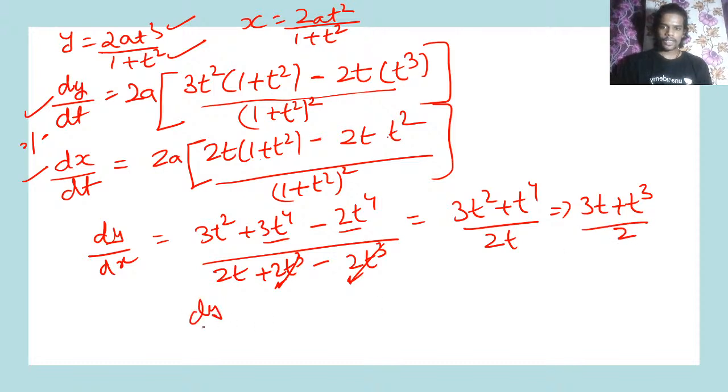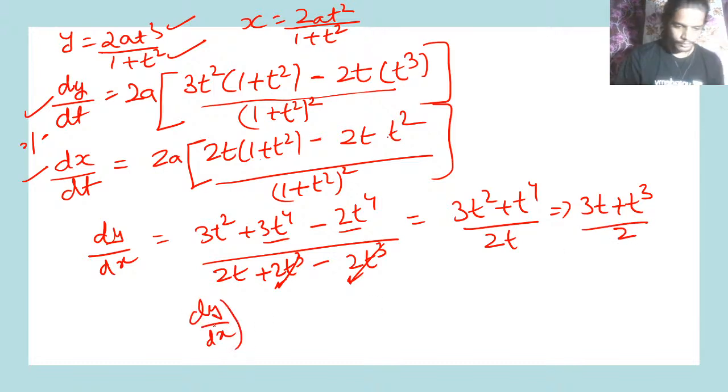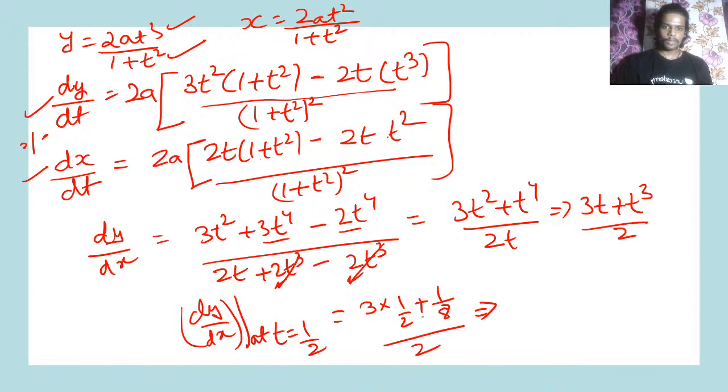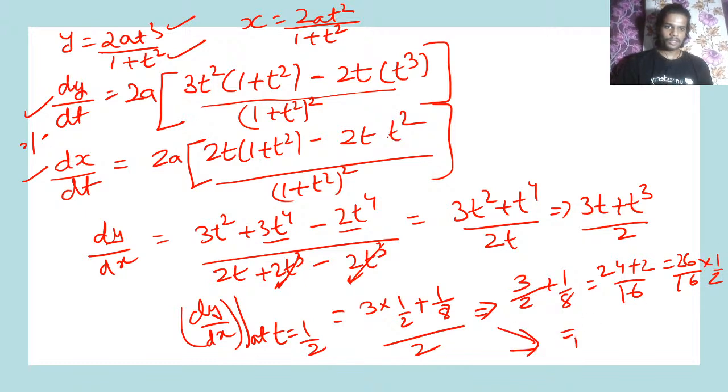So you will get 3t plus t cube upon 2. And we have to calculate dy by dx at t equal to half. If you put t equal to half here, you will get 3 into half plus 1 by half cube, which is 1 by 8, upon 2. If you solve this, you will get 3 by 2 plus 1 by 8. How much is this? 16. 8 3s are 24, 2 1s are 2, which is 25 upon 16. And there is a half. So if you solve this, you will get 13 upon 16.